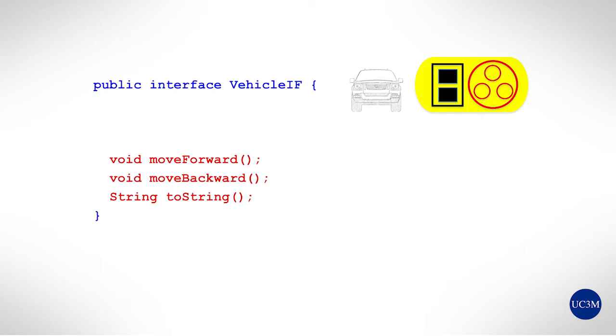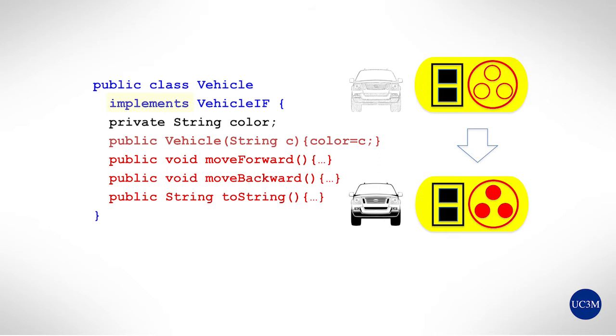So imagine we have an interface called vehicle.if. This interface has a number of methods specified. Remember that they are public. We might implement a class for this interface and call it vehicle.